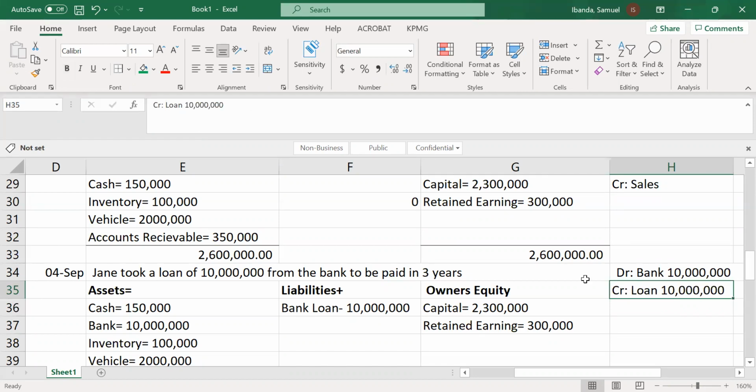Like that. So that's how the transaction is going to be. So I'll open up a bank account and put this on the debit side. I'll open up a loan account and put this on the credit side. Any question?